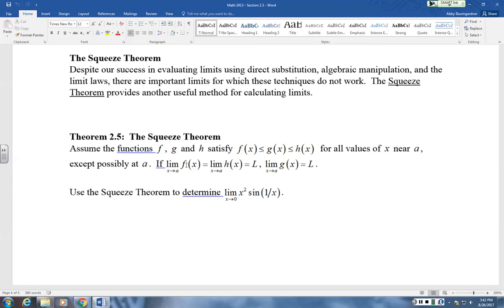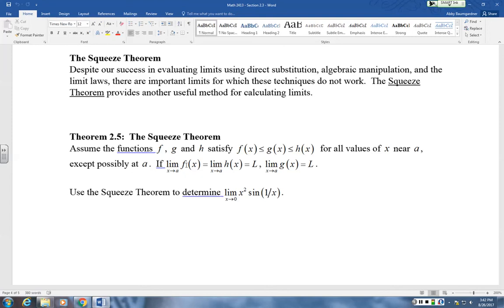Really what you're doing when you attempt to use the squeeze theorem is you're doing a little baby proof. So you're actually doing some sophomore and junior level mathematics whenever you do these, but we need it. It's one of the tools we need in our arsenal, so we're going to go ahead and learn how to use the squeeze theorem.